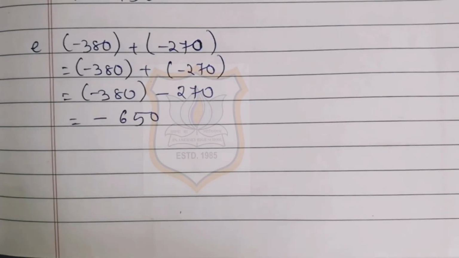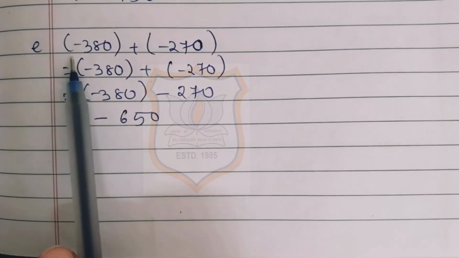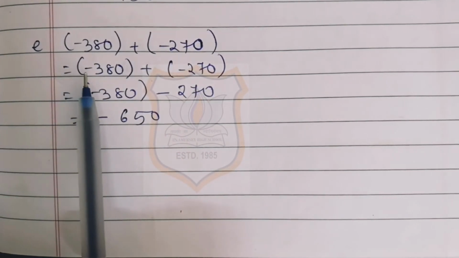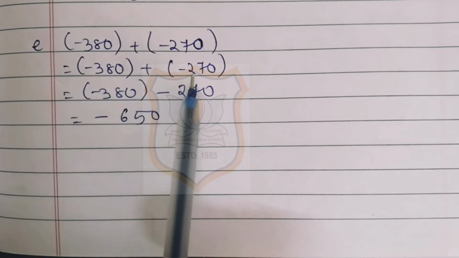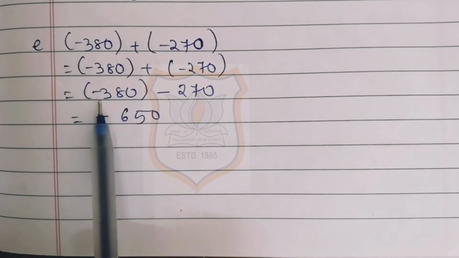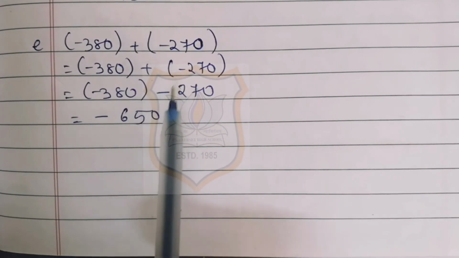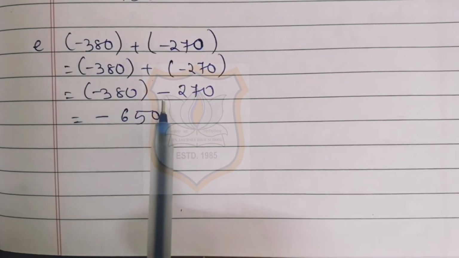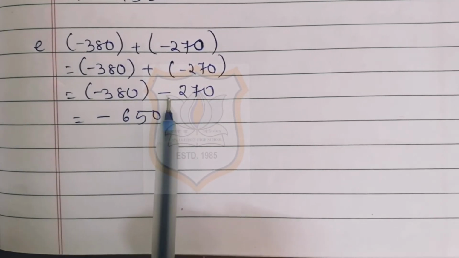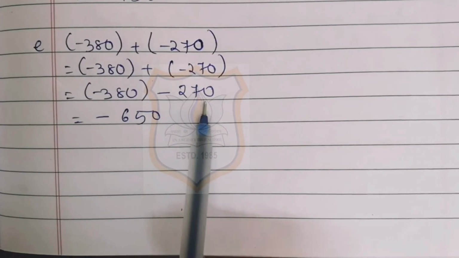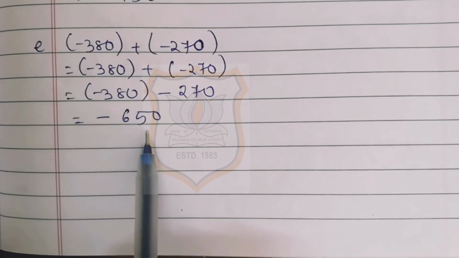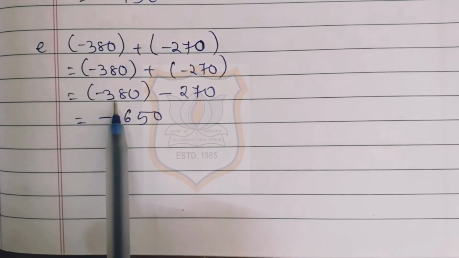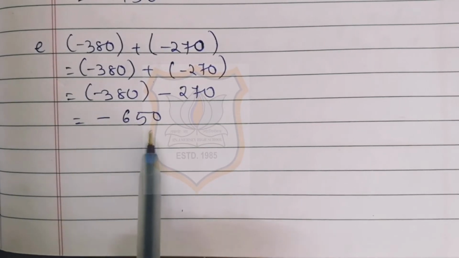Now E part of question number 3, minus 380 plus minus 270. Here first we will write down the question as it is, minus 380 plus minus 270. Here minus 380 we will carry forward as it is, then plus minus is minus, then 270 we will write here. Now here minus sign is given and here also minus sign is given, minus is plus. So we will add 380 and 270. By adding 380 and 270 we will get 650. And the answer will carry the sign of the greater digit. Here the greater digit is minus 380, so the answer is minus 650.